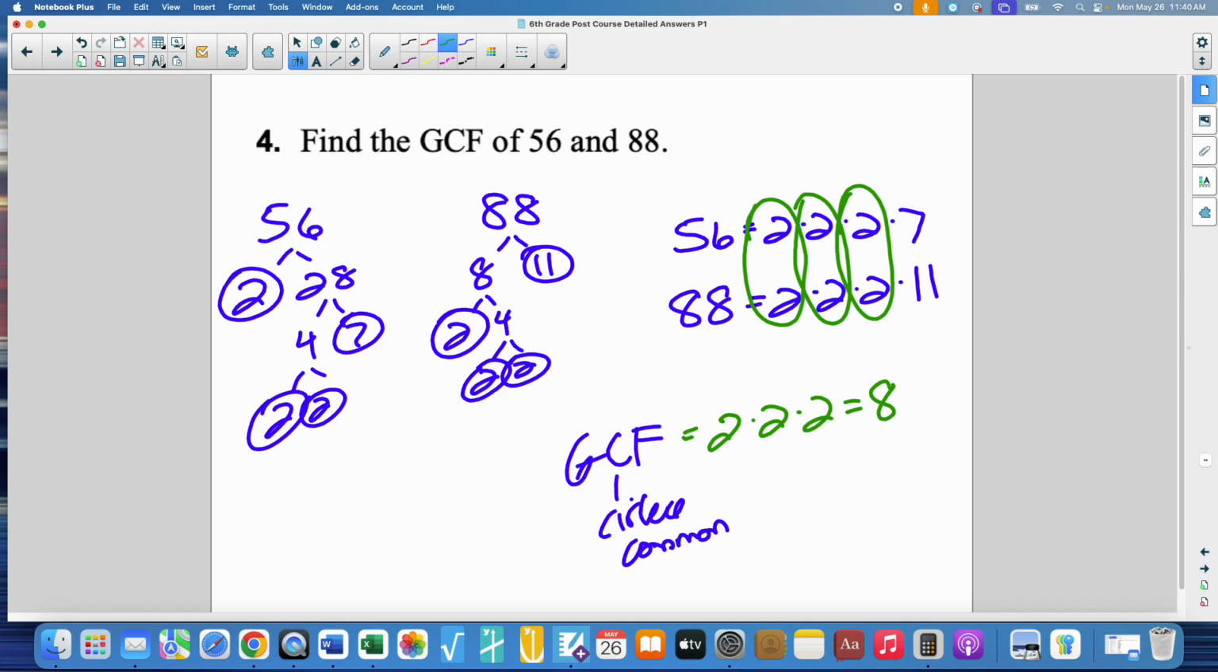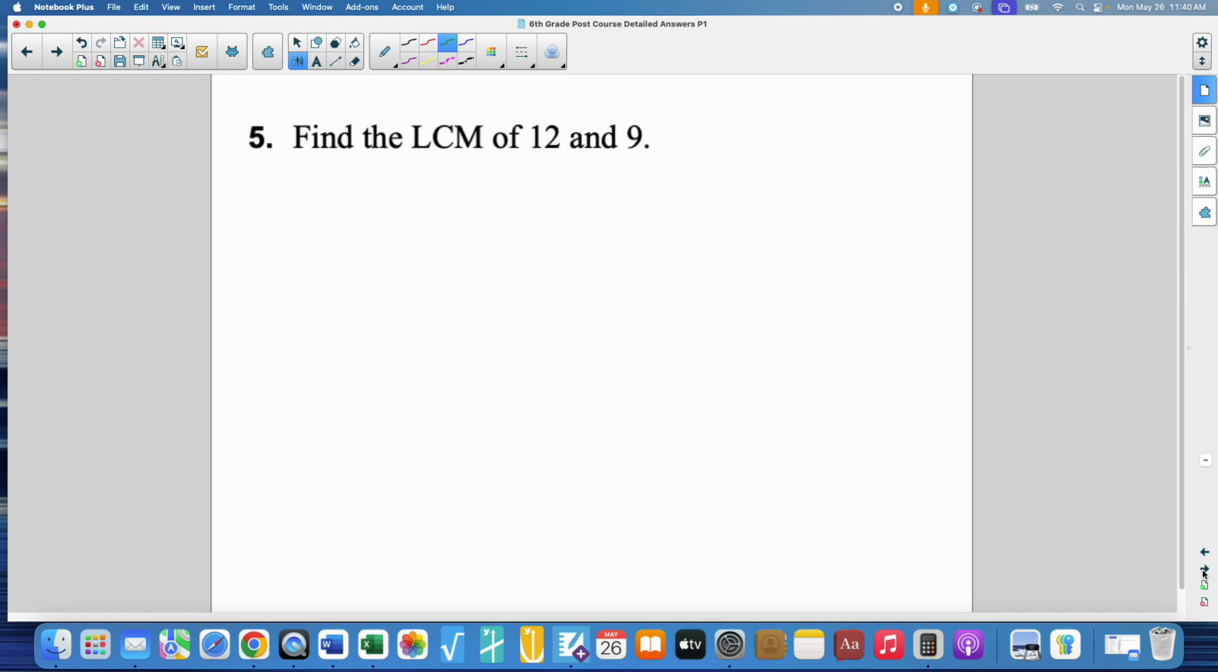That is the most accurate, most confident method that I know of, that I've always taught on finding the GCF. Sound good? The next question deals with LCM. So least common multiple. Now we're dealing with multiples. Multiples of 12 are 12, 24, 36, etc. Multiples of 9 are 9, 18, 27. So we again are going to find the prime factorization of these two numbers.